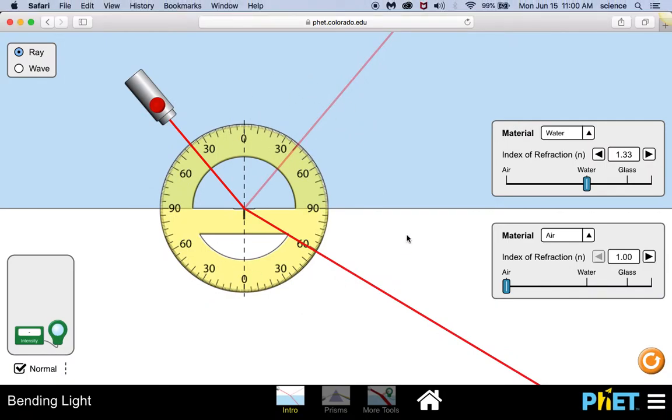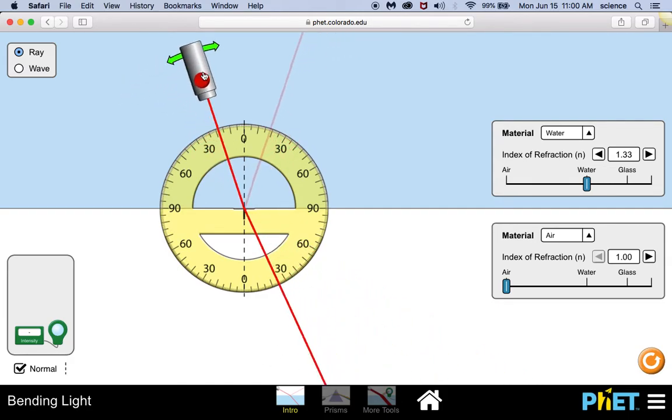I have my PhET simulation set up so that it is water in the top portion, so that light is traveling from the water into the air. You'll notice that the angle of incidence in the water is always smaller than the angle of refraction in the air, because the light is traveling slower in the water. It has the smaller angle. It's traveling faster in the air. It has the bigger angle.